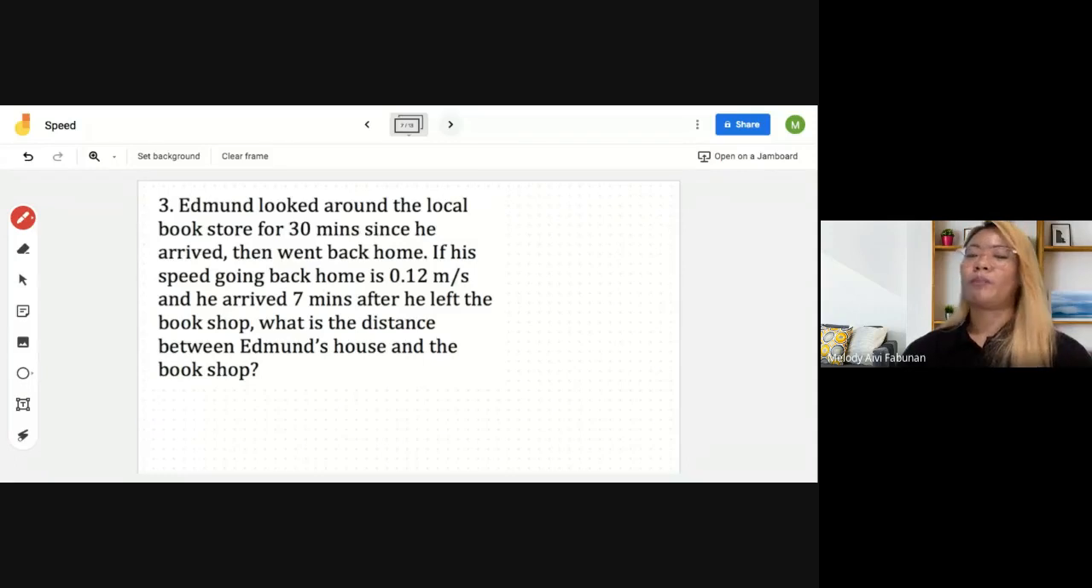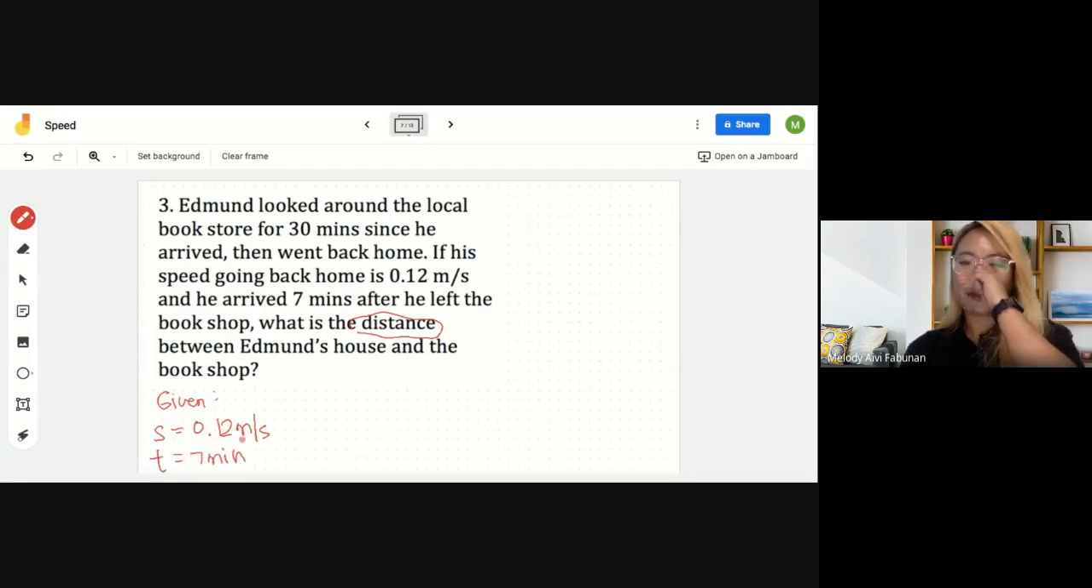But this time, we are going to look for the distance of Edmund. So ang given natin is the speed, which is 0.12 meters per second. And then given din yung time, which is around 7 minutes. So we are looking for the distance right now. Distance is missing. So if we apply that, we have 0.12 meters per second is equivalent to distance, yung nawawala natin, and it took him 7 minutes.